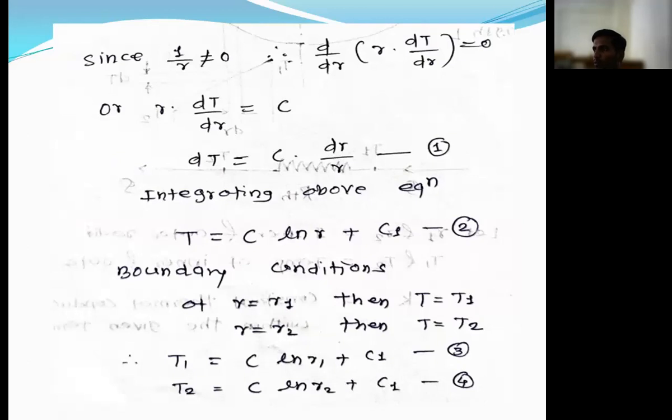Okay, so we have to put these boundary conditions and find out the values of constants. We have to find out C and C1. Whatever the boundary conditions are there, we have to put them into this equation and find out the values of C and C1. First of all we have to put the first boundary condition into equation number 2. If you put the first boundary condition, T is equal to T1 and R is equal to R1, so T1 is equal to C into ln R1 plus C1. Okay, and give the name as equation number 3.